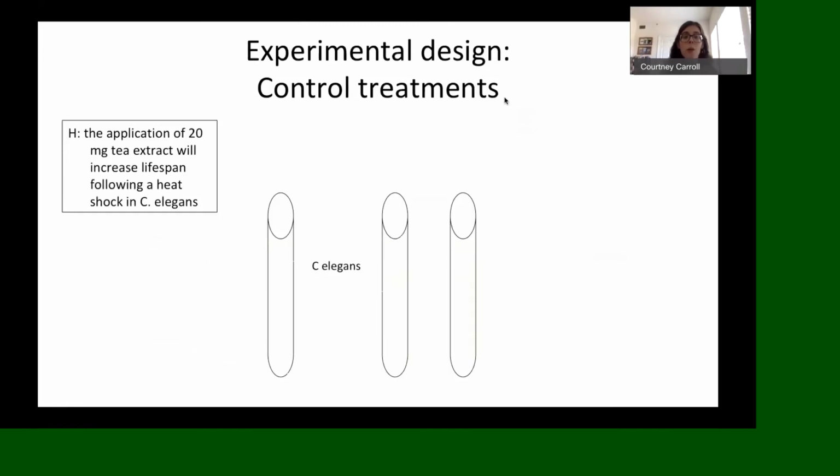So to do that, we're going to take 3 different groups of worms. This is me attempting to draw a worm on PowerPoint. That's why I labeled them. So you know that these are nematodes, these are C. elegans.